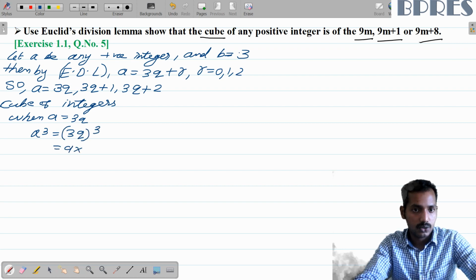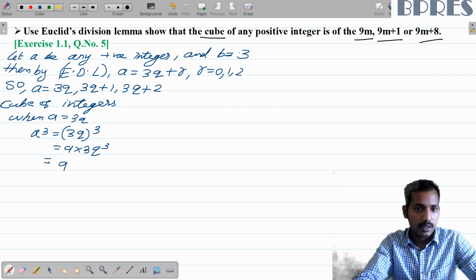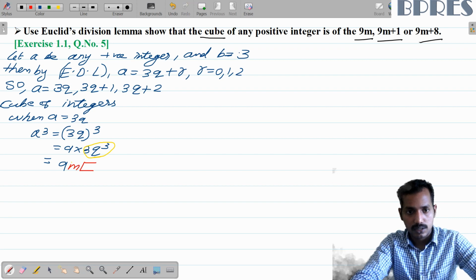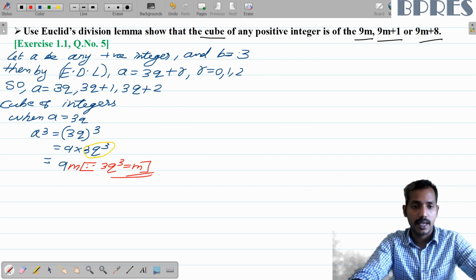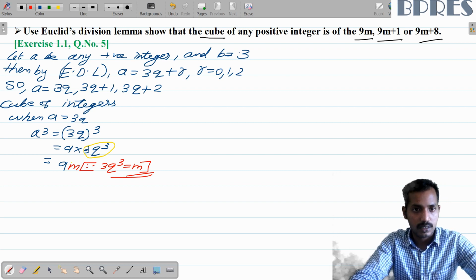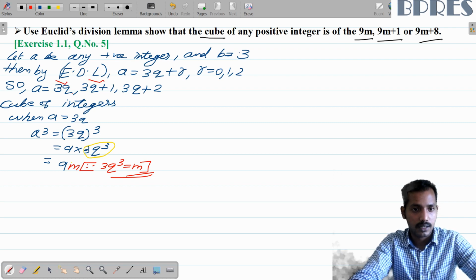which is equal to 9 into 3q cube, because 3 cube we can represent as 9 into 3. That is equal to 9 into the entire term 3q cube. So we substitute 9m, since 3q cube is equal to m. Here we substitute 3q cube as m. Now let's take the second possibility. First we did the case of 3q, next 3q plus 1. So what will we get here?